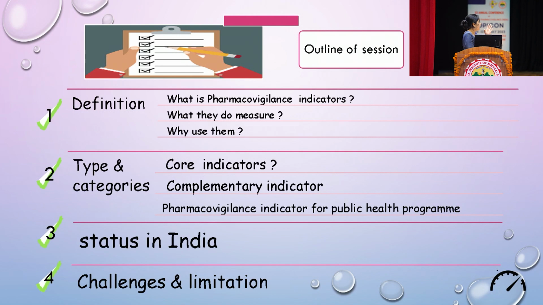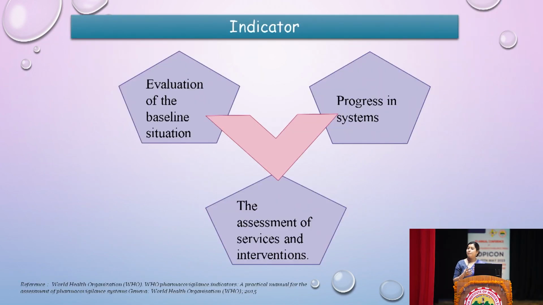I'll cover my topic under the following headings: what these indicators are, what types of indicators there are, how they are categorized, and the status in India. And finally, what challenges and limitations we are meeting and what is needed to overcome these challenges. Now, coming to pharmacovigilance indicators, they are particularly measures for evaluation. They evaluate the baseline situation of the nascent pharmacovigilance system, the progress in the system, and finally, they assess the services and the instruments provided by the pharmacovigilance facility or activity.